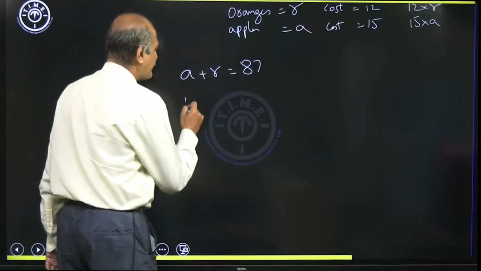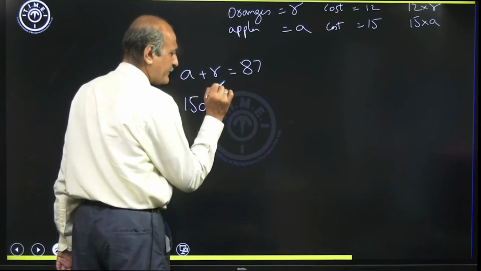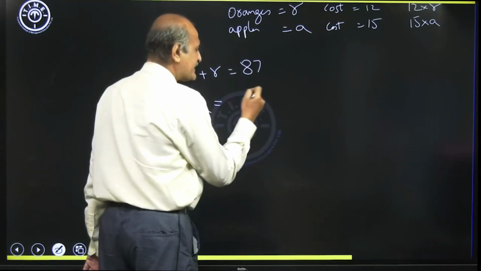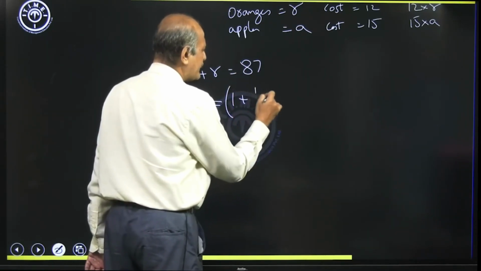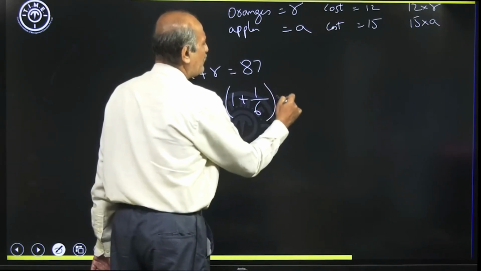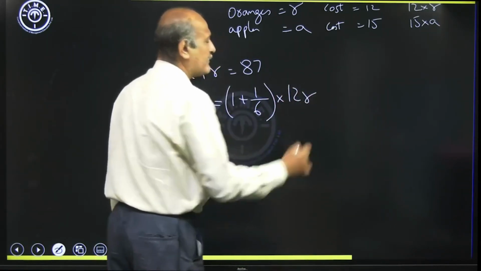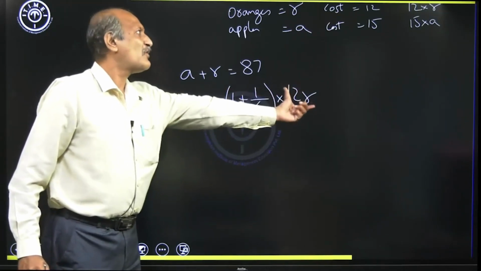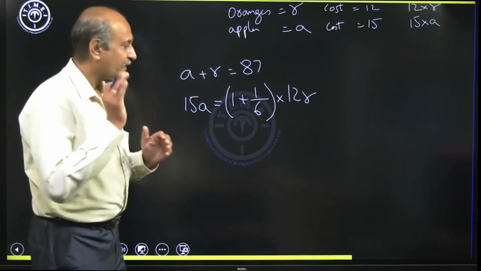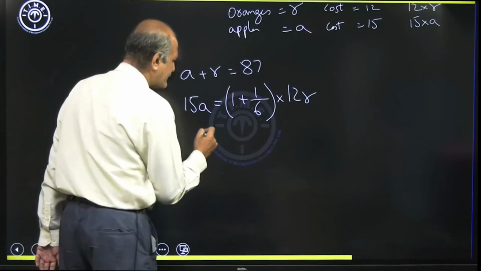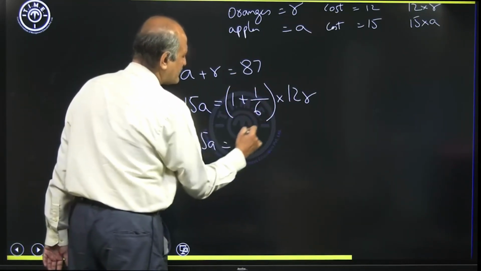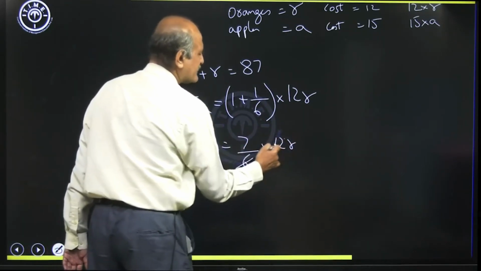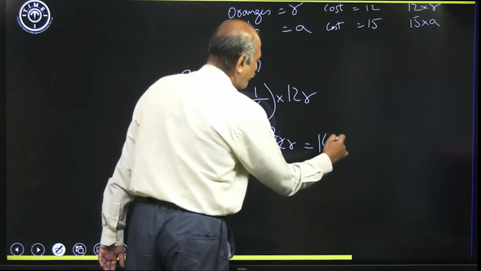So here he is trying to tell us 15 into A is equal to 1/6 more. We can write it like this: 1 plus 1 by 6, and then into 12 into R. The total cost of apples is 1/6 more than the cost of the oranges. That's what is given. Let's simplify this. So here we get 15A is equal to 7 by 6 into 12R. 6 will cancel this 12 two times, so we get 14R.